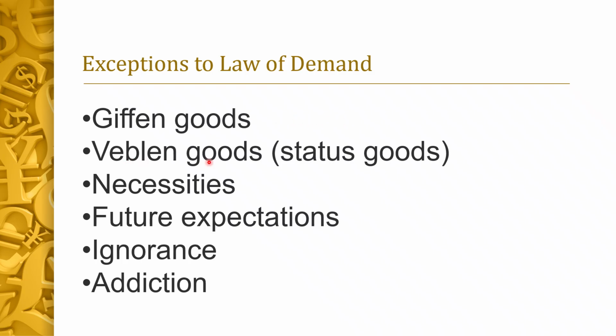Then there are Veblen goods. These Veblen goods have something to do with the status of an individual in society. What goods come under this category? We talk about luxury items like diamonds. In this case, the demand increases when the price increases due to the prestige.